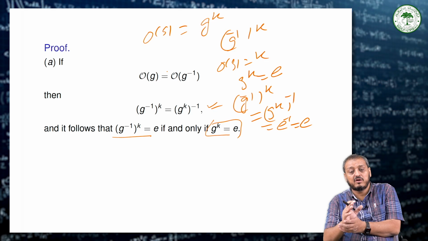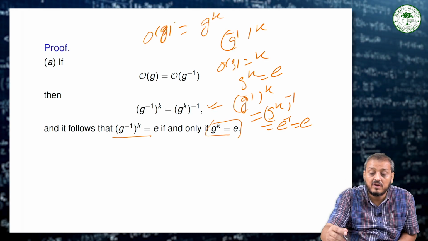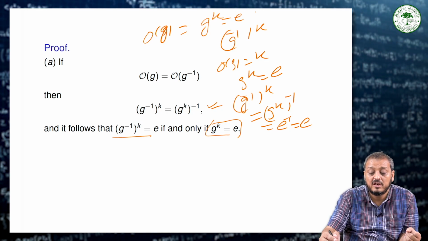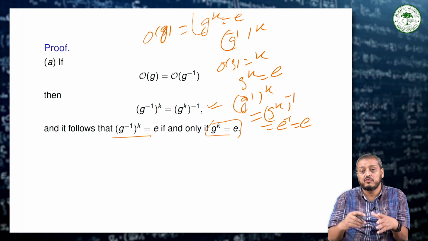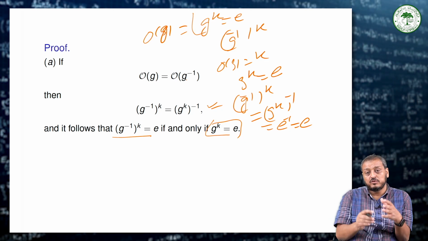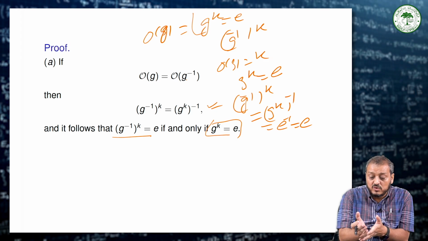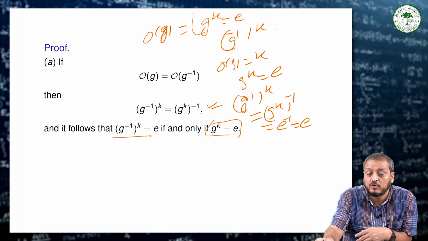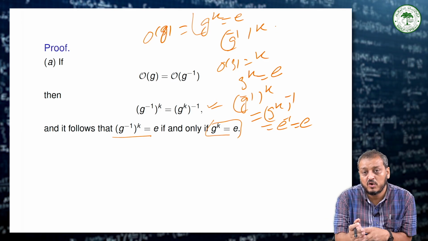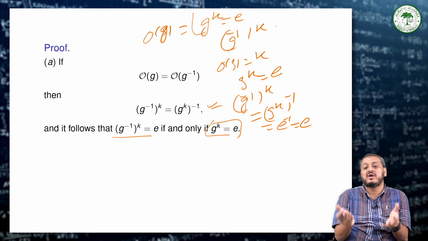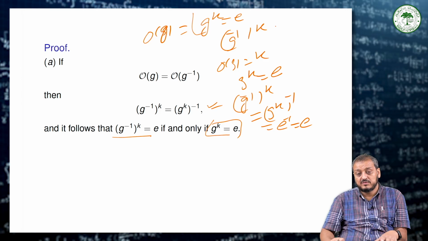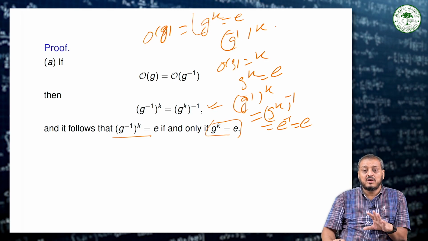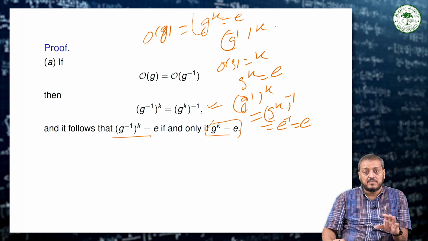So if we take the order of g to be k, then g to the power k is equal to the identity element. Then we have to find the order of g inverse. That means we have to show that g inverse to the power k is also identity. We take g inverse to the power k, which can be written as g to the power k, inverse, and g to the power k is equal to identity. Identity inverse is equal to identity. So we easily prove that the order of g and the order of g inverse are the same.